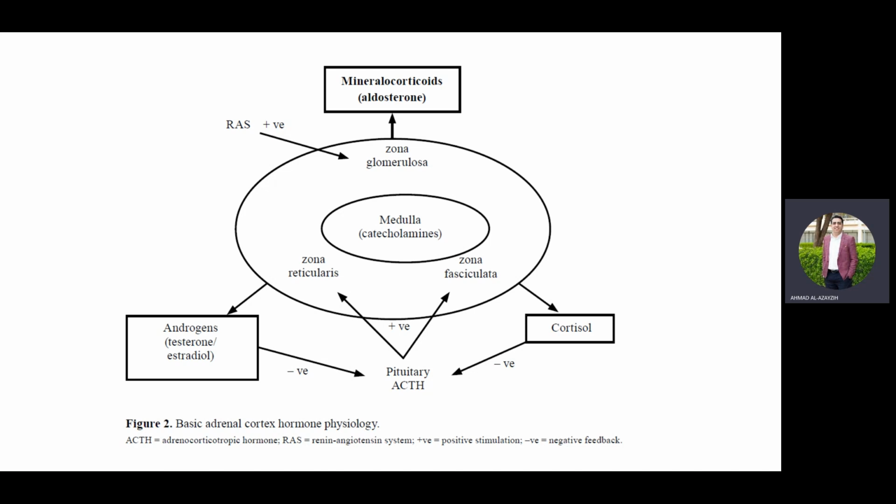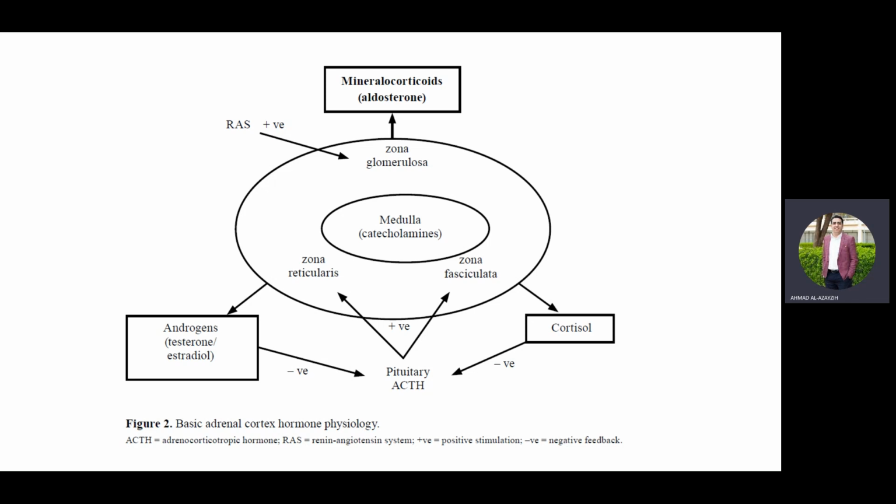We have what we call the adrenal cortex, which consists of 3 layers. Zona glomerulosa, the outermost layer, zona fasciculata, which is the middle layer of the adrenal cortex, and zona reticularis, which is, let's say, the internal part of the adrenal cortex. Okay, as well as we have the adrenal medulla.